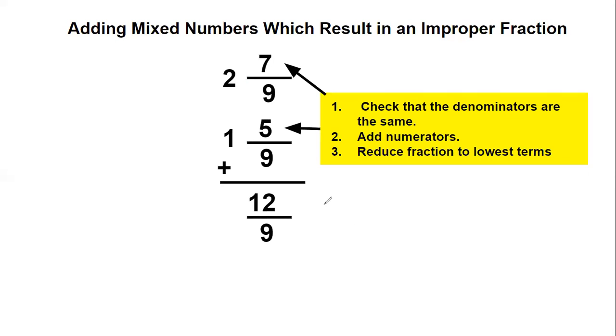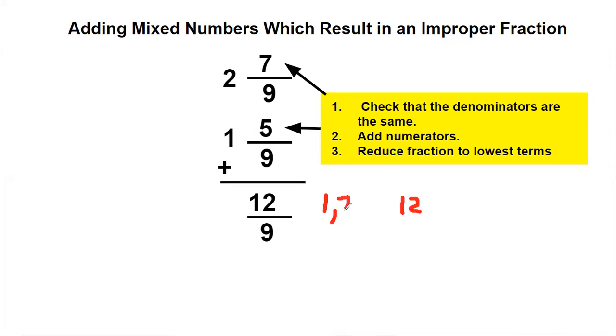We need to find the greatest common factor. So the factors of 12 are 1 and 12, 2 and 6, and 3 and 4. 3 times 4 is 12, 2 times 6 is 12, and 1 times 12 is 12. 9 just has 1 times 9, and 3 times 3. Only list the 3 once. Which factors are common? The 1s are common. The 3s are common. And that's it. So the greatest common factor is going to be, yes, a 3.